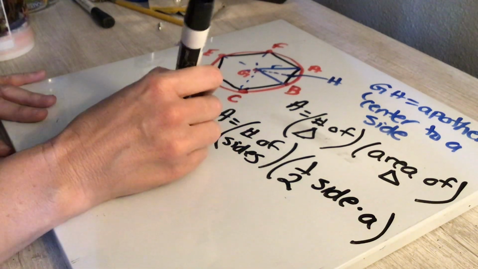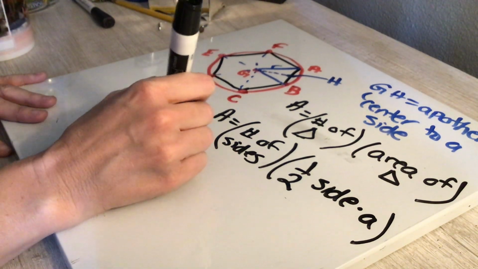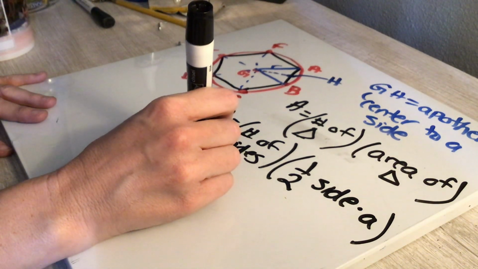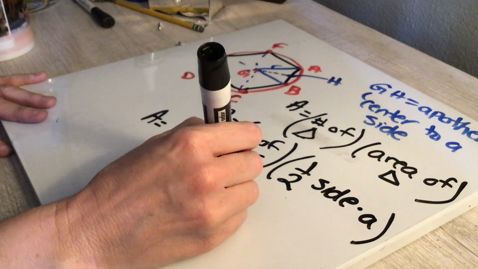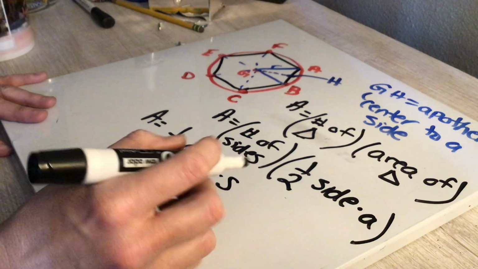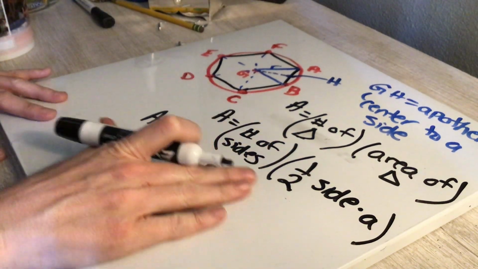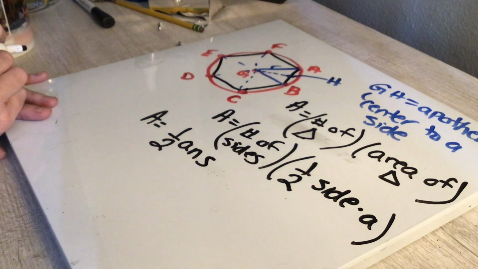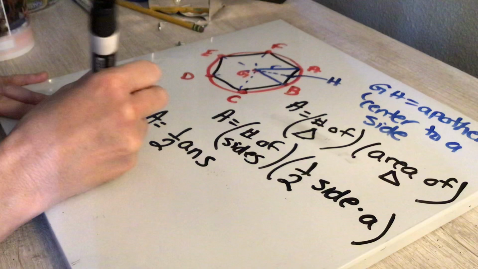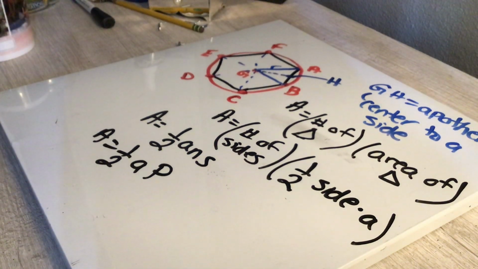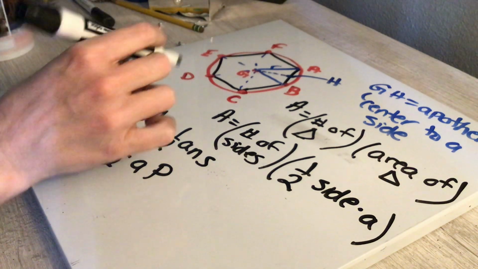So area is 1/2 times the apothem times the number of sides times a side length. This also happens to be the perimeter. So we can say it's 1/2 times the apothem times the number of sides times the length of a side, or we can say it's 1/2 times the apothem times the perimeter of the polygon. And this is actually Theorem 11.4.